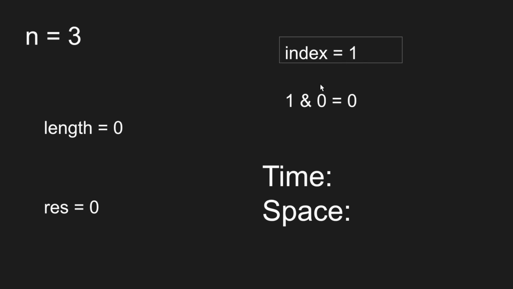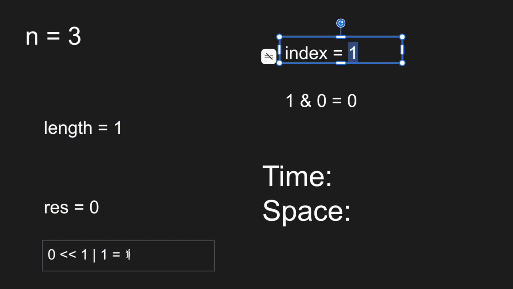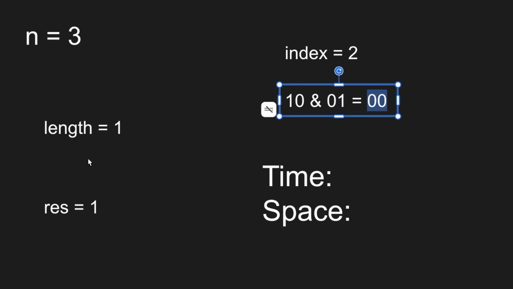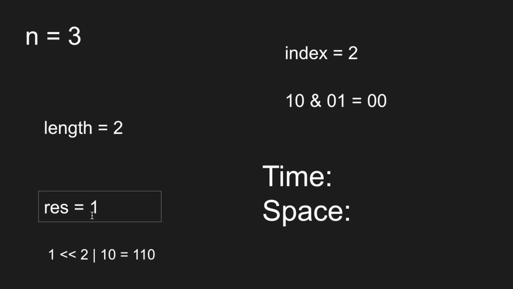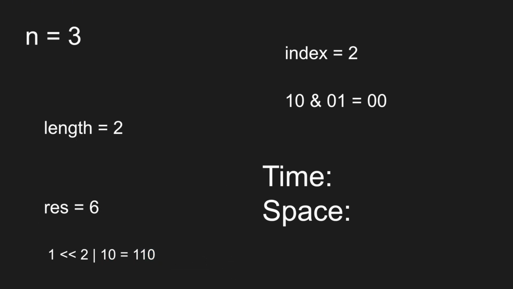First we're at index 1. 1 AND 0 is 0, so we need to increase the length by 1. Now we take 0 shifted by length 1, OR operation with 1, and that makes it equal to 1. So we set result to 1. Now we come to index 2. 2 AND 1 is equal to 0, so we need to increase length again. Now the result 1 is shifted to the left by 2, and we do an OR operation with 2. We add that to result, and this will be 6 in decimal. So now the result is 6.